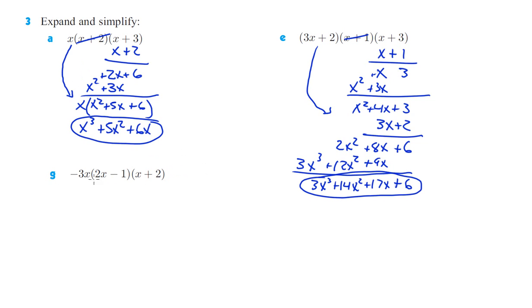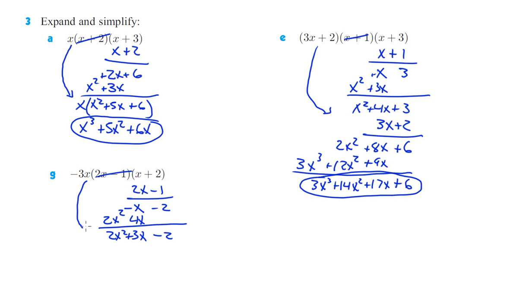Same idea as a up here. I'm going to multiply these two together first and then just distribute my negative 3x through at the end. You can do it however you want, but that's how I want to do it. 2x minus 1. Okay, so negative 1 times 2 is negative 2. Negative 1 times x is negative x. 2x times 2 is 4x. 2x times x is 2x squared. Okay, so that's negative 2. 4x minus x is positive 3x. And then we have a 2x squared.